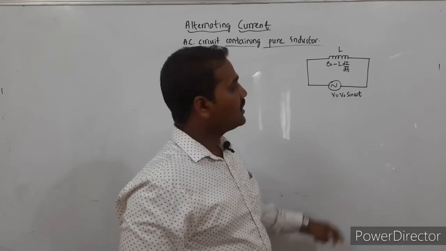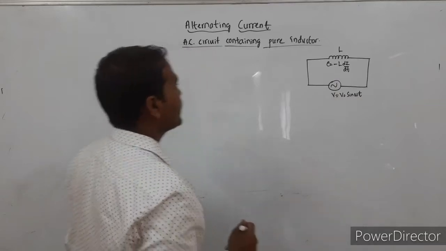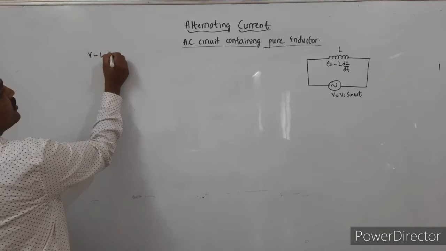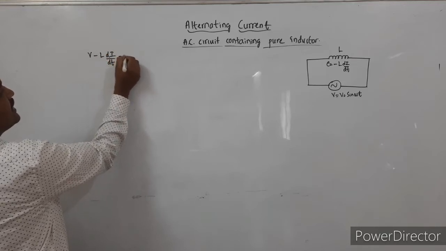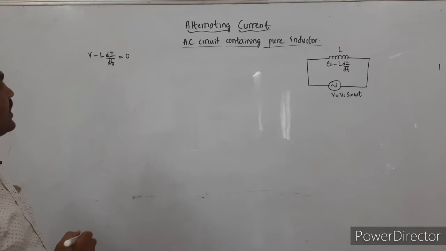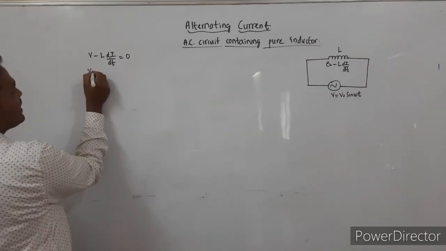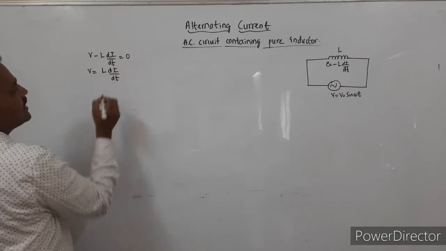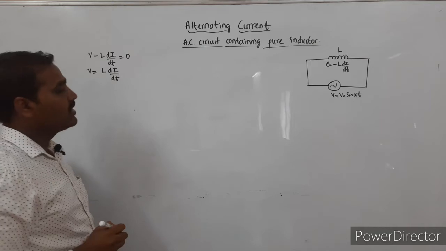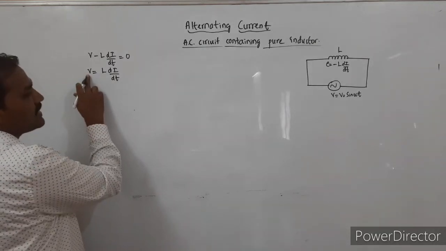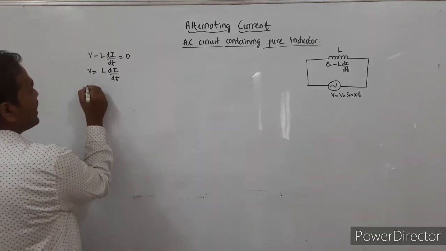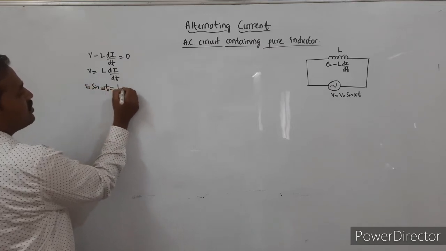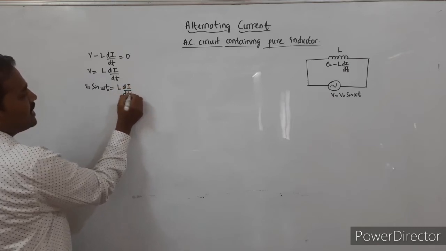As there are no other potential drops in the circuit, we can write the supply voltage V minus L di/dt is equal to 0. The same equation I will write as V = L di/dt, where di/dt is the rate of change of current here. Now let us write the equation for voltage V. I can write it as V naught sin omega t = L di/dt.